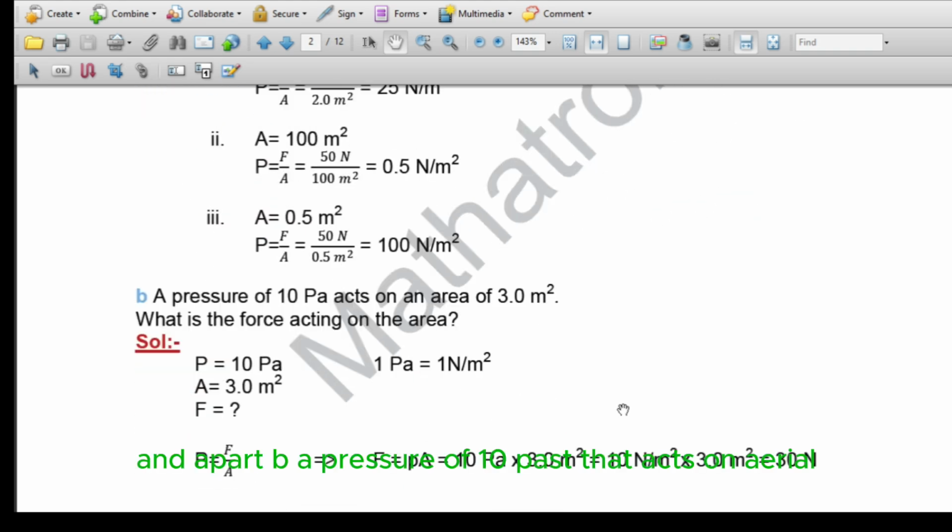In part B, a pressure of 10 Pascal acts on an area of 3 meter square. What is the force acting on the area? The pressure and area are given, and pressure is equal to force over area, so F is equal to P times A. P is 10 Pascal and the area is 3 meter square, so 10 Newton per meter square times 3 meter square. The meter square cancels, and 10 times 3 is 30 Newton. So the force is 30 Newton.